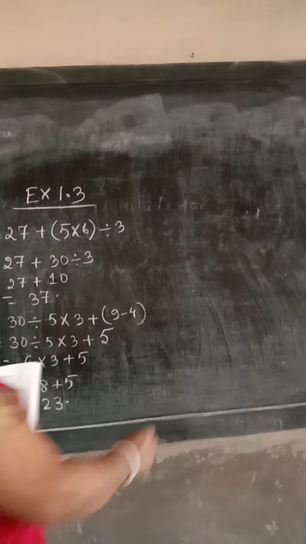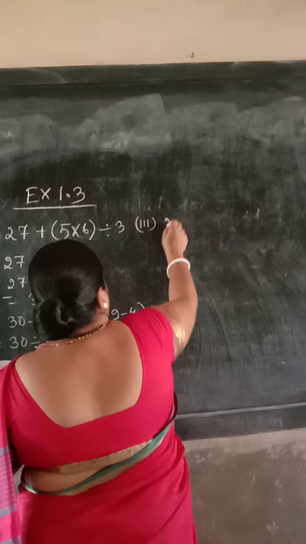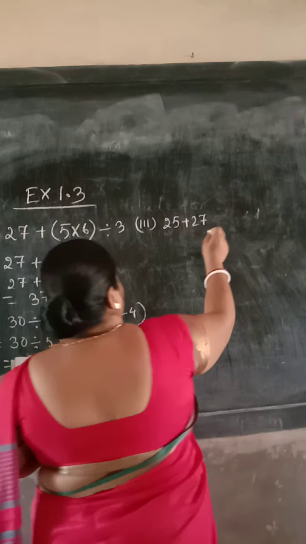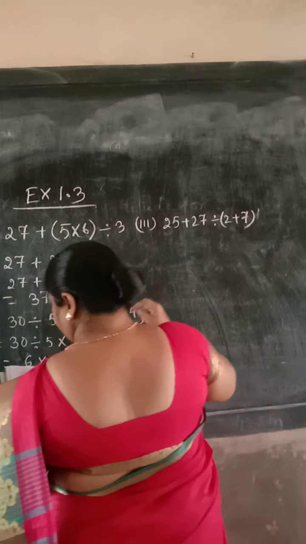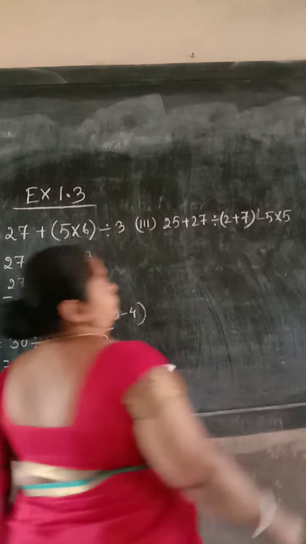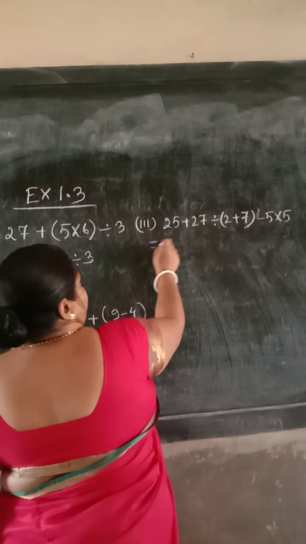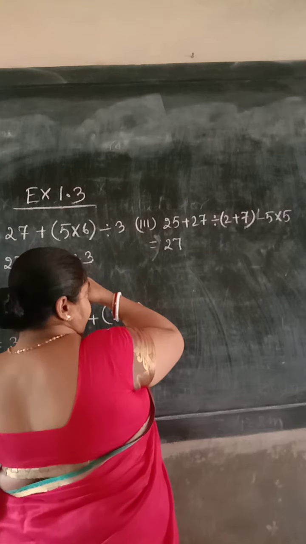Number 3, it says 25 plus 27 divided by 2 plus 7 minus 5 into 5. Now we will be solving. First, do not use this sign. This we use only for the equation.